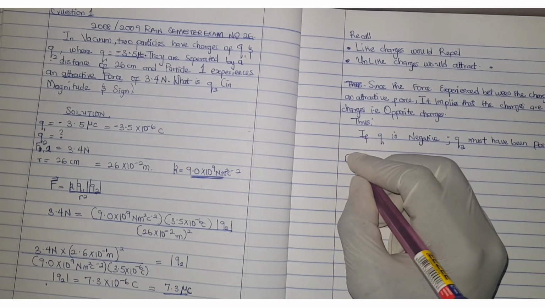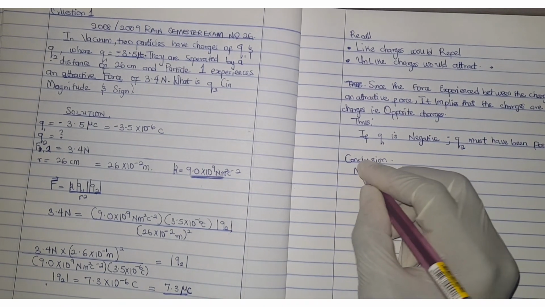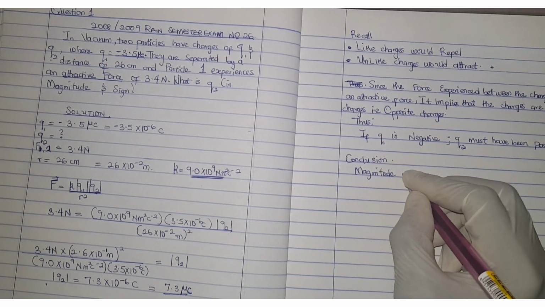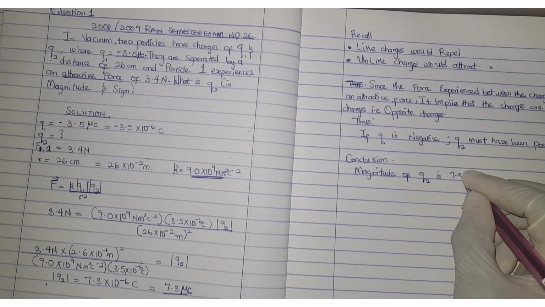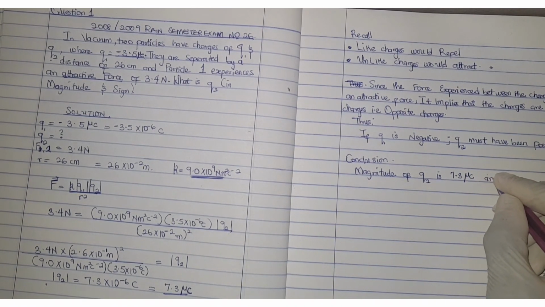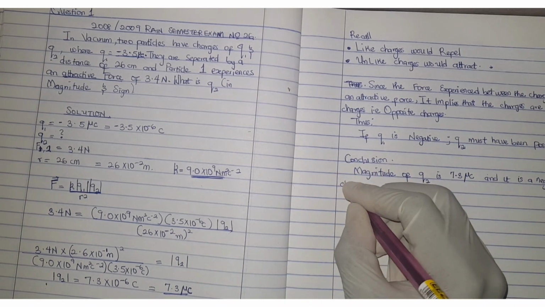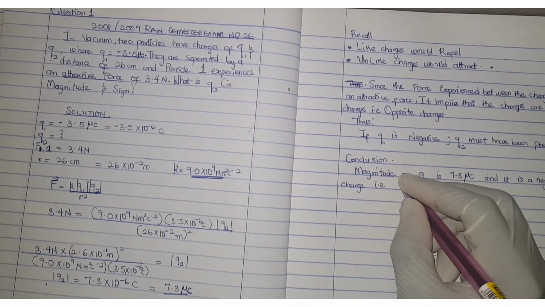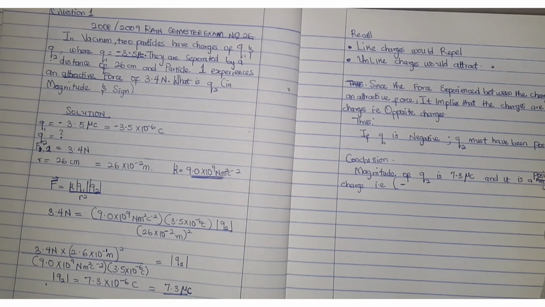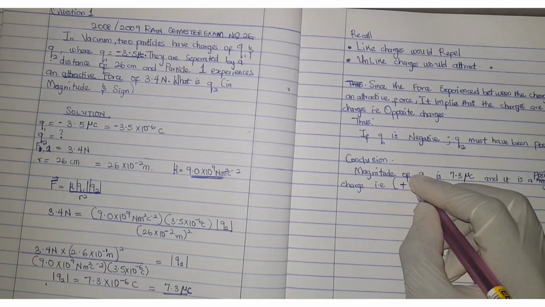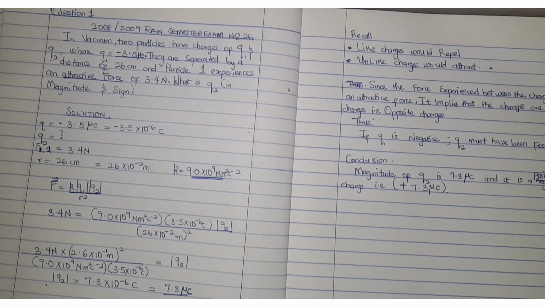Finally, I'm going to conclude that the magnitude of Q2 is 7.3 microcoulomb and it is a positive charge, plus 7.3 microcoulomb.